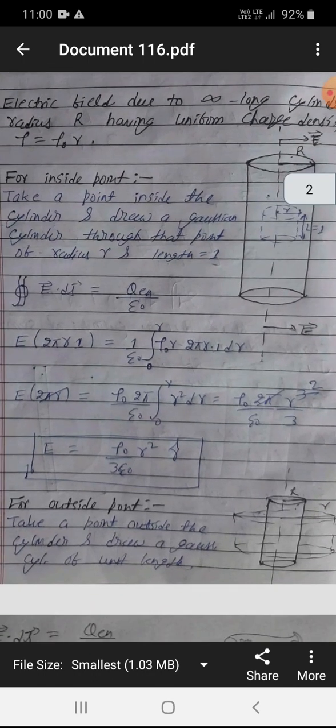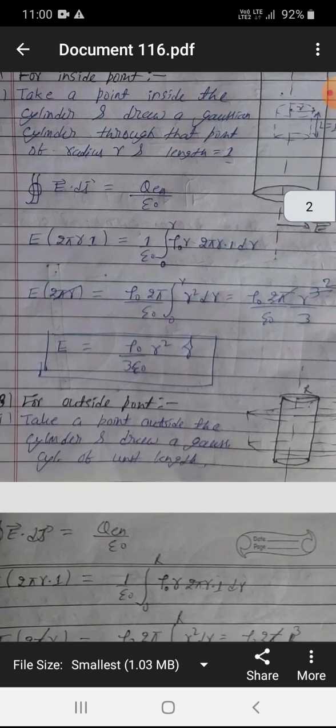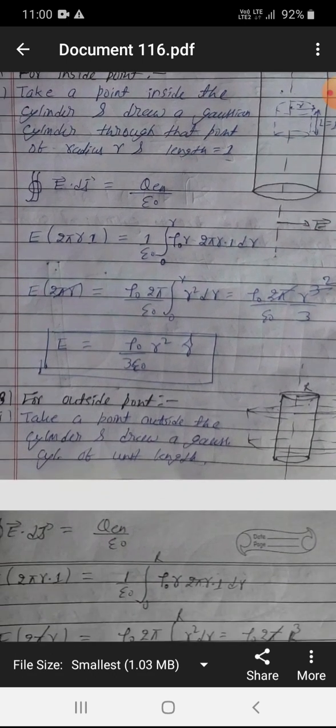You would get, for inside point, E equal to rho naught by 2 epsilon naught r cap, and for outside point you would be getting rho naught by 2 epsilon naught R square by r into r cap. Okay, so for inside point what you would be getting, E equal to rho naught by 2 epsilon naught r into r cap, and for outside point you would be getting rho naught by 2 epsilon naught R square by r into r cap.